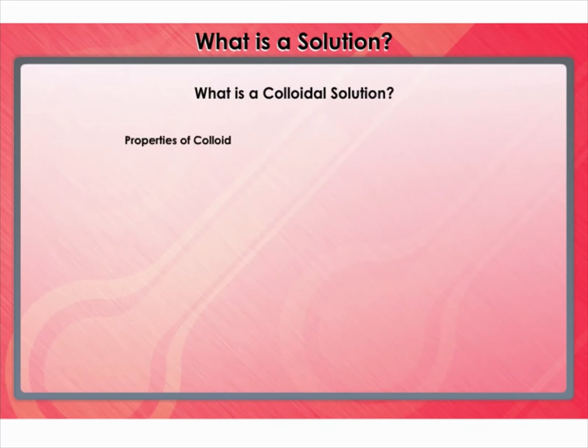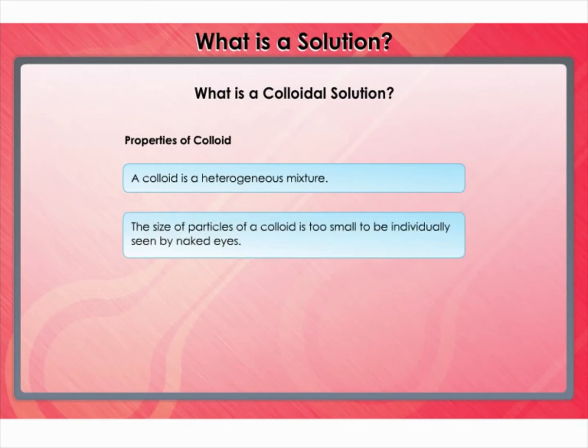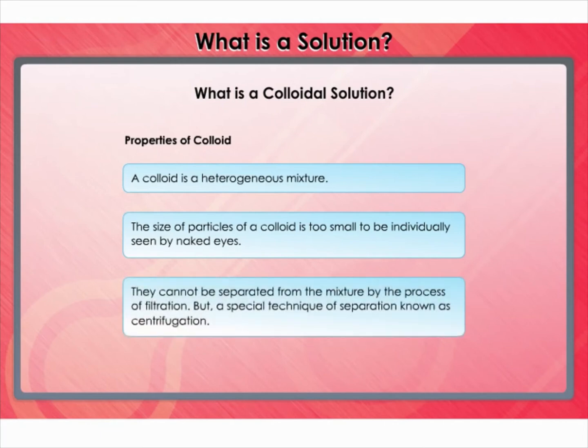Let's discuss the properties of colloidal solution. A colloid is a heterogeneous mixture. The size of particles of a colloid are too small to be individually seen by naked eyes. They cannot be separated from the mixture by the process of filtration. But a special technique of separation known as centrifugation can be used.